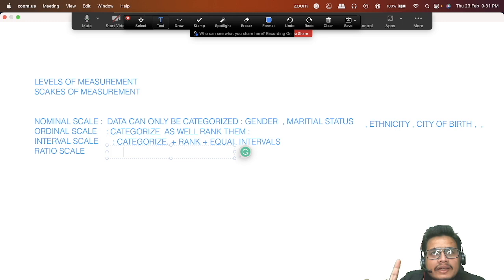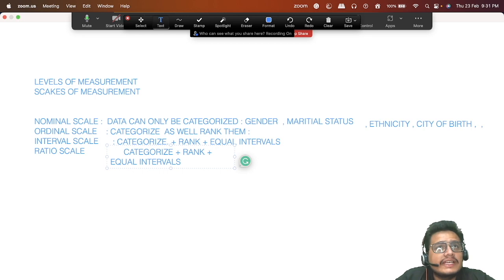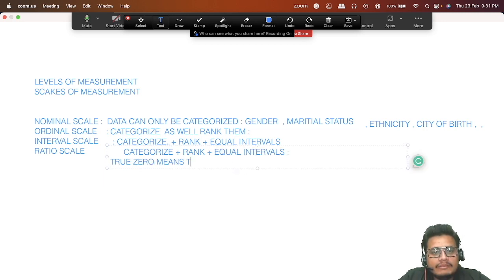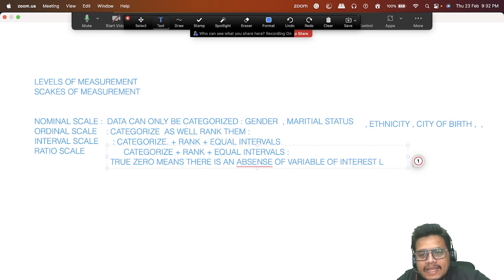Now ratio scale and interval scale are 99% exactly the same. We have just one difference. In ratio scale you can also categorize plus rank plus make equal intervals. But in the ratio scale there is a zero value as well. So in the ratio scale we have 0. It means that there is an absence of the variable of interest. एग्जाम्पल हाइट, एज या वेट.